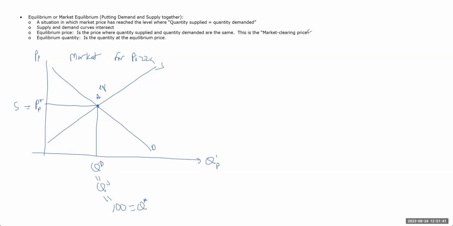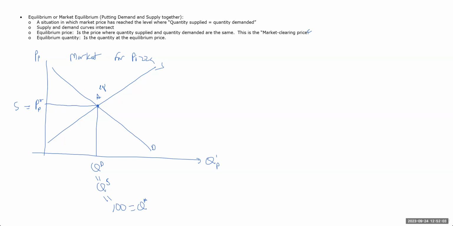The amount people want to buy, quantity demanded, equals the amount Domino's and Papa John's want to sell, quantity supplied. That is equal to Q star, or 100. Okay, this is market equilibrium. This is graphically what it looks like. And we could also solve for this mathematically.